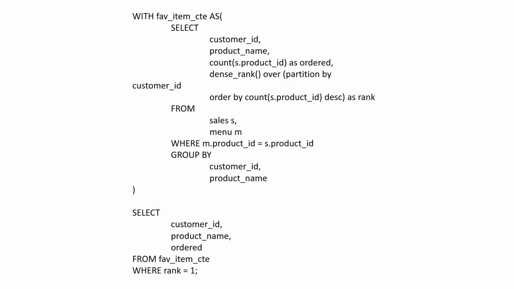Okay, so in summary, this query selects the most frequently ordered item for each customer by using a common table expression and window function to rank the items by order count, then filters the result set to show only the rows with the highest rank. So this is the solution for the question.